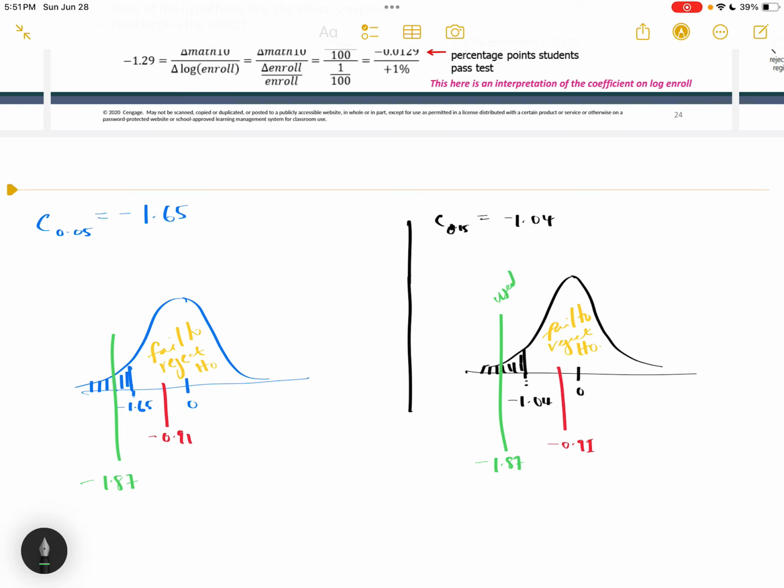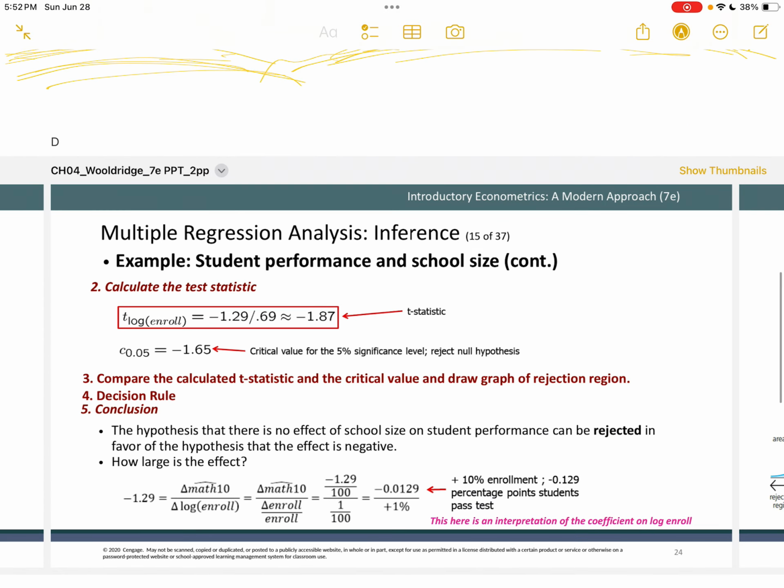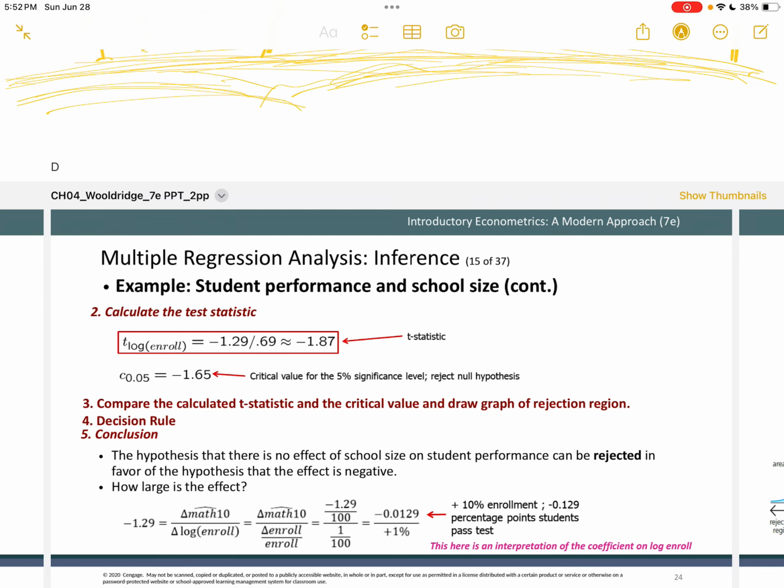So now, what is this green stuff? This green stuff is where we used log enrollment in the data instead of just ordinary enrollment, right? When we did that, then we could reject our null hypothesis.